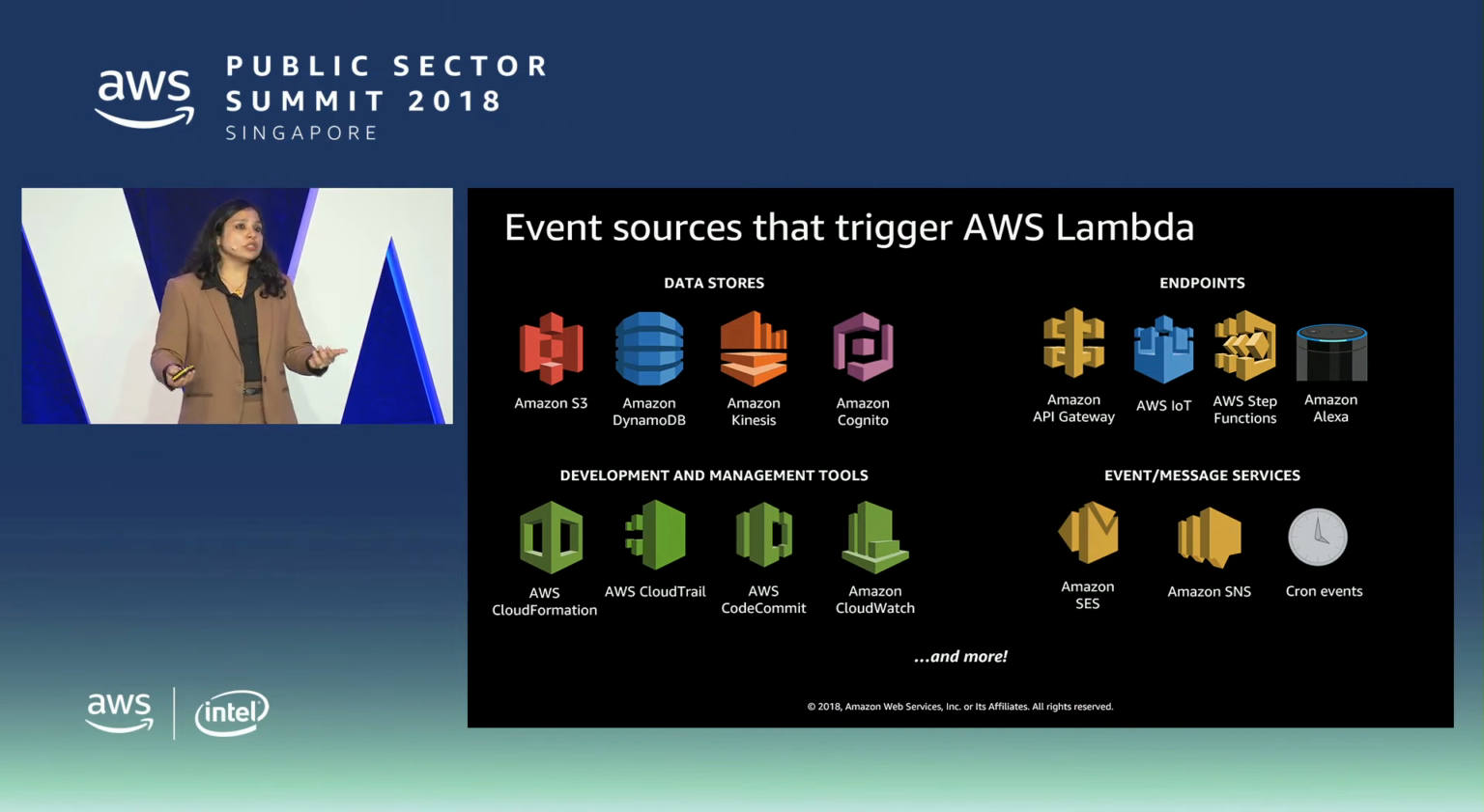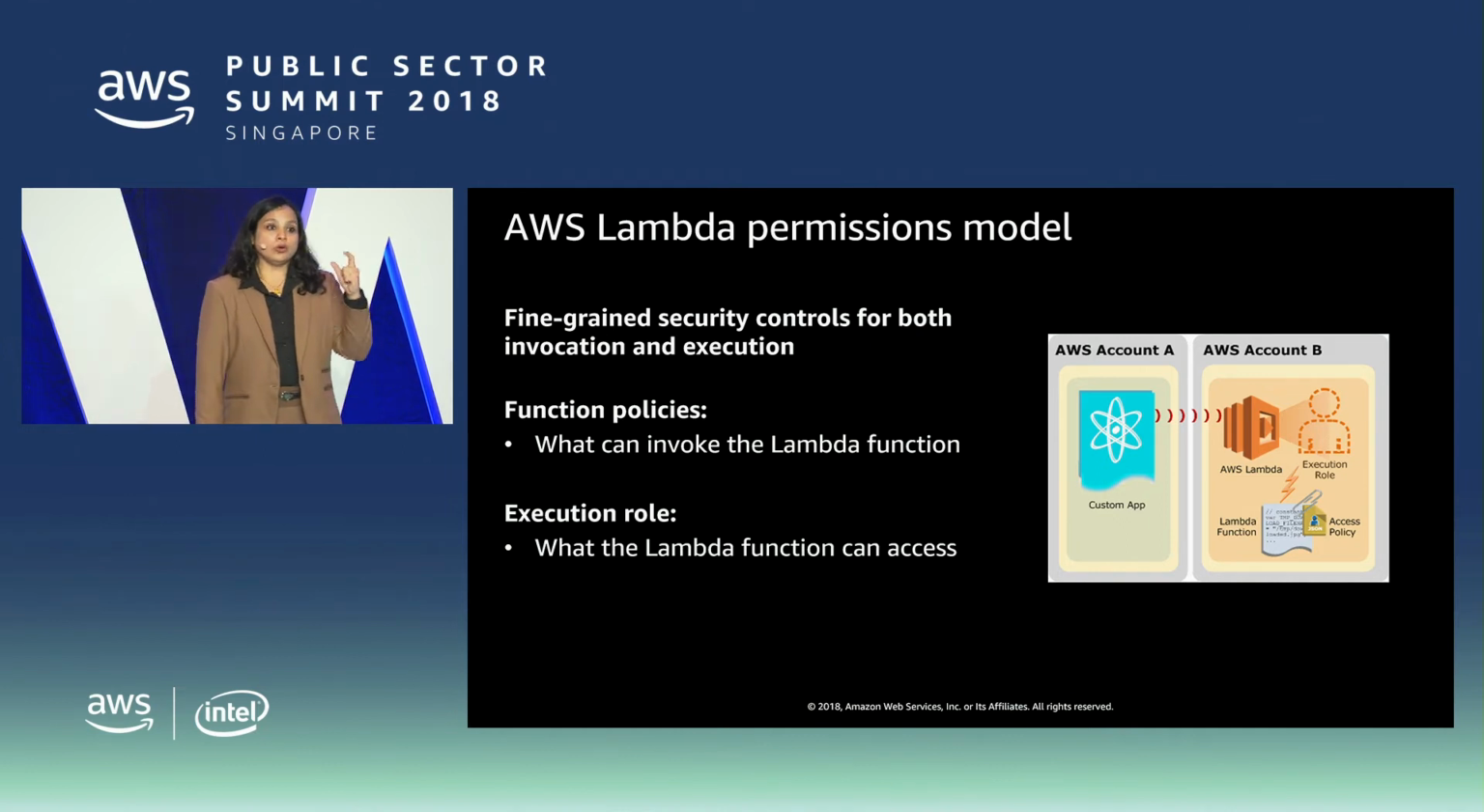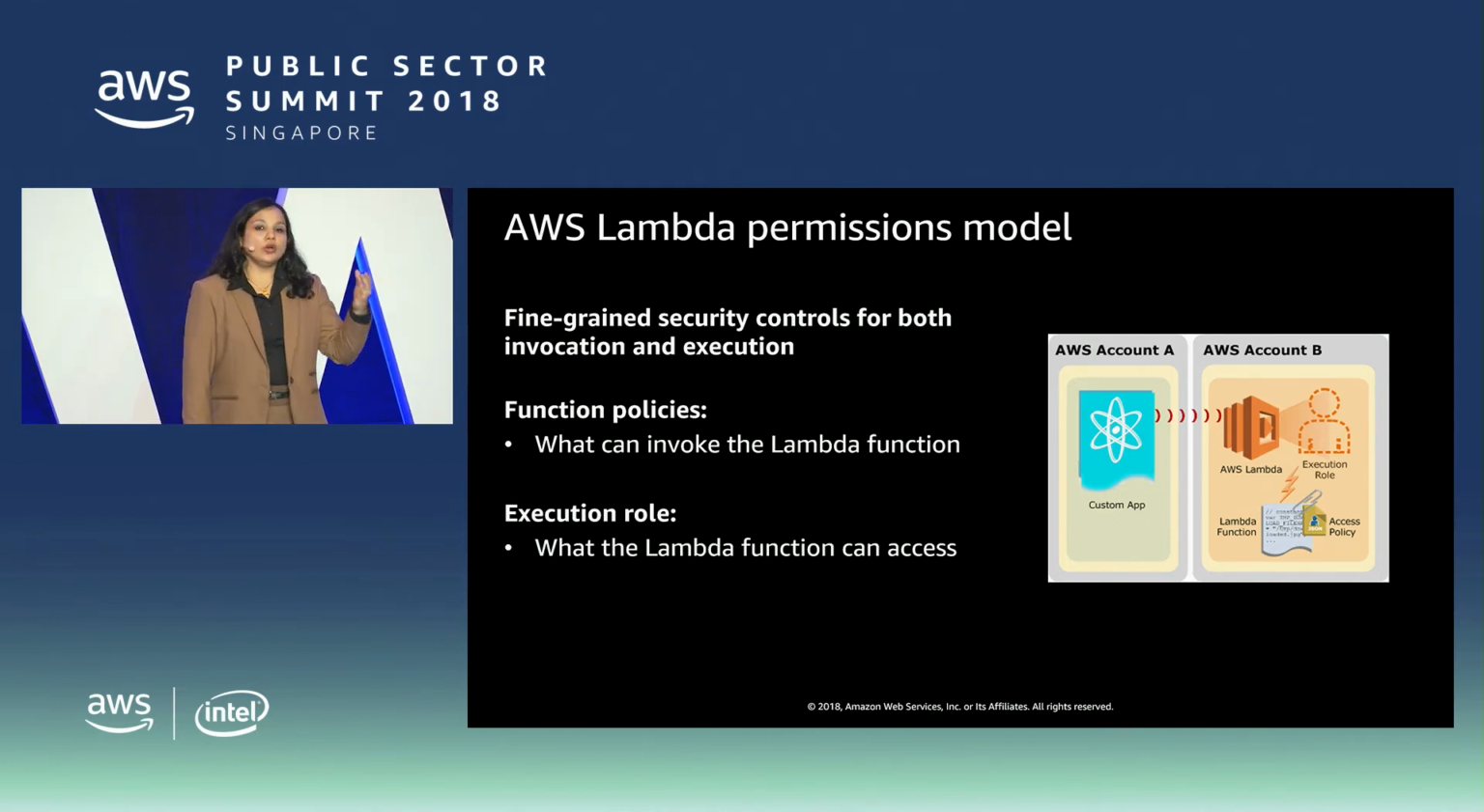Now, at all points, we know that security is very important. When I'm talking of no servers, how exactly do I look at the security of this serverless infrastructure? Security is always the primary objective at AWS. What we give is very fine-grained controls for both invocation and execution. You have the function policies, where you say what can invoke the Lambda function. That is taken care of by the role, which another program can assume. It could be an application assuming that role, given permission to access the Lambda function and execute it.